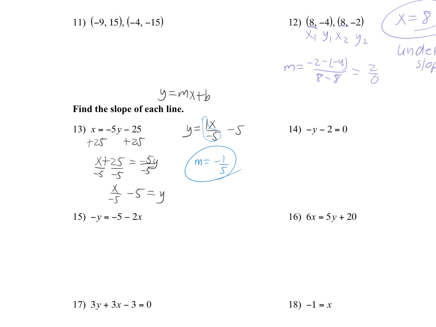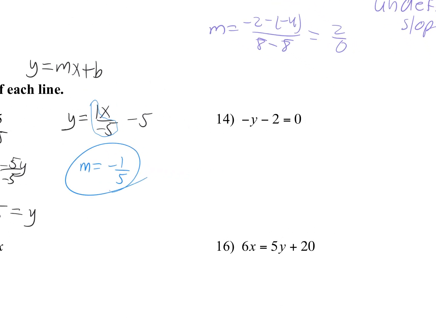All right, and now let's look at number 14. 14 is another special kind of line. What's special about this one? Okay, there's no x, there's just a y. What kind of lines are these that just have a y? Okay, so they're horizontal. Horizontal lines have what kind of slope? It's not no slope, it has a value of 0. Yeah. Value of 0.